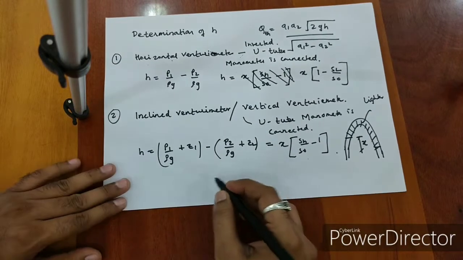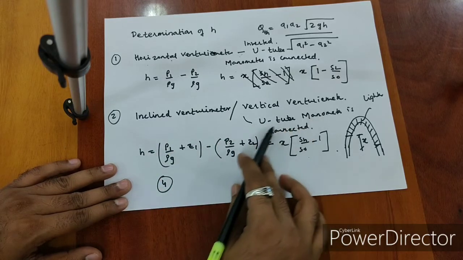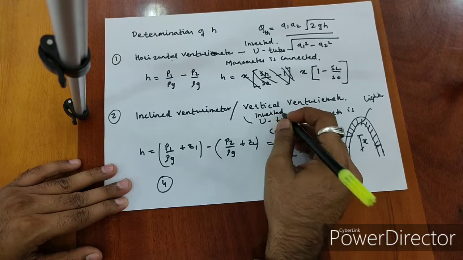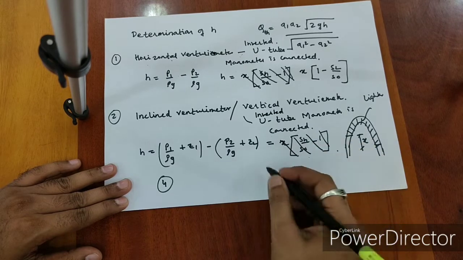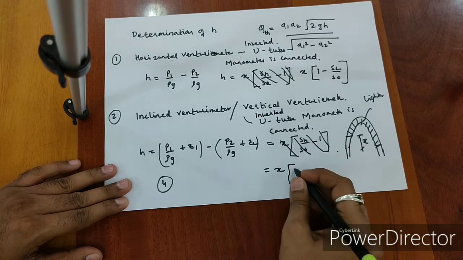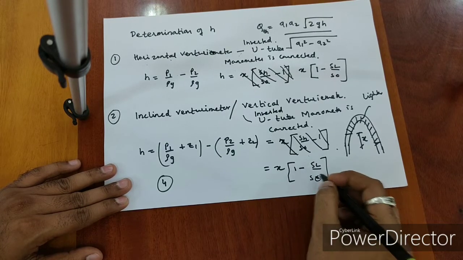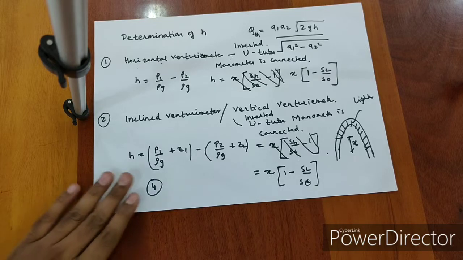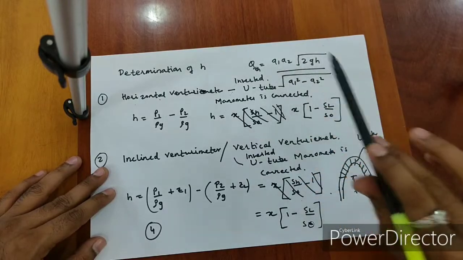The fourth condition is an inclined Venturimeter or vertical Venturimeter, but with an inverted U-tube manometer. So H will not be equal to this term, it will be equal to X 1 minus SL by SO. So we have seen the four conditions by which H can be determined. When you have determined H, the rate of flow can be determined.